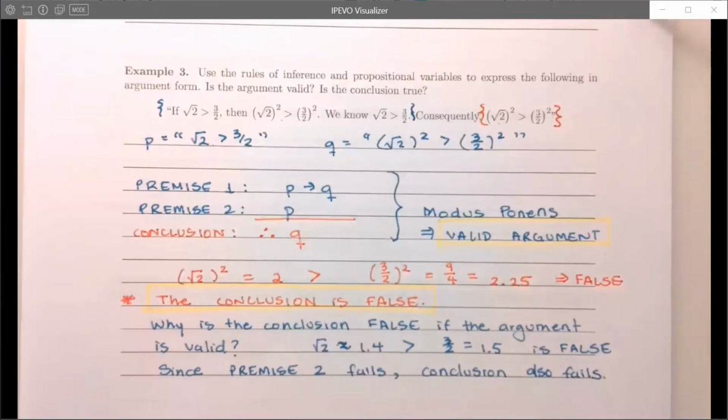So that's something to keep in mind, that you can have a valid argument, but if one of your premises is not true, then your conclusion is not going to be true either.